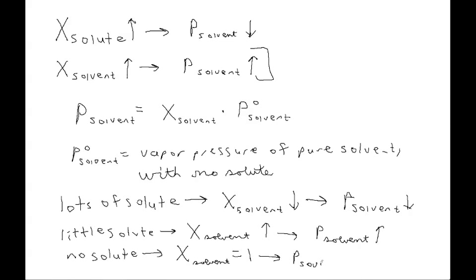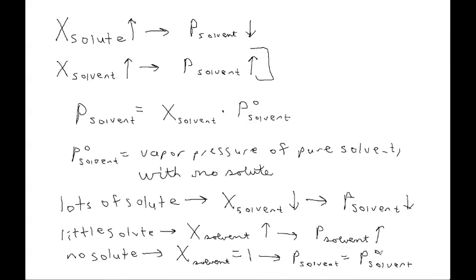100%, or yeah, it'll increase. So think about that a little bit more. What exactly would be the vapor pressure of the solvent if X was 1? What would happen in that equation? Well, if X was 1, then it would just be the vapor pressure of the pure solvent. Which is just obvious, right? So then you would get P solvent equals P0 solvent.